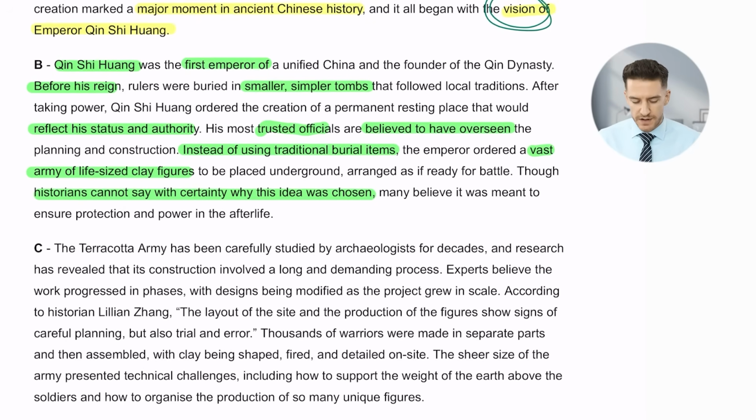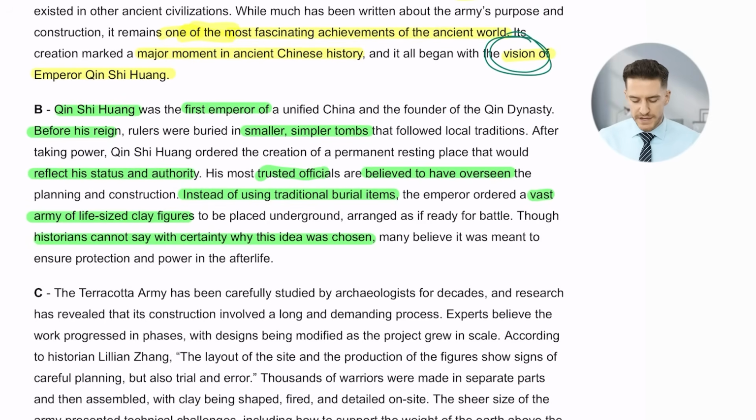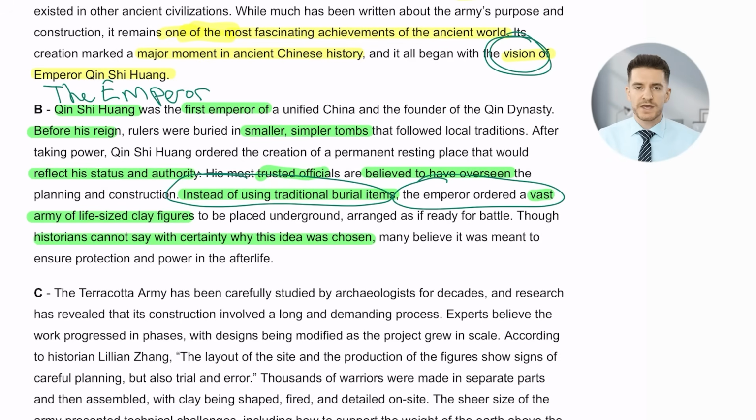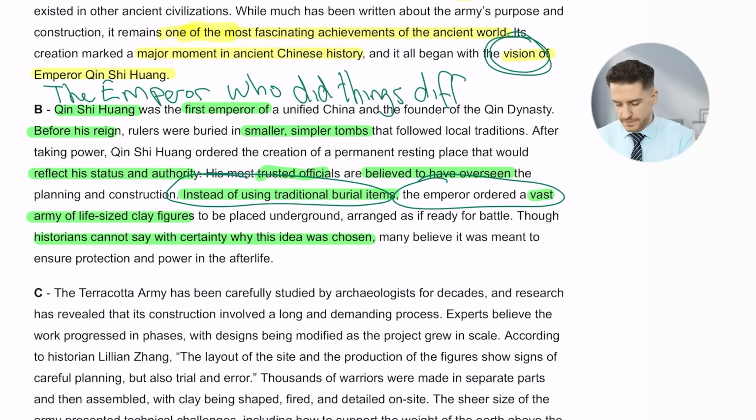So when I look at this paragraph, what I think about is it's talking about Qin Shi Huang, so it's talking about the emperor. So I'm going to start with that. So the emperor. And then it talks about that he did things differently, because look what it says. Instead of using, the emperor ordered. So it's talking about what rulers or emperors normally did, and then it's saying what Qin Shi Huang did. So I'm going to call this paragraph the emperor who did things differently. That's going to be my heading. So now I've got an idea of what this paragraph is about.